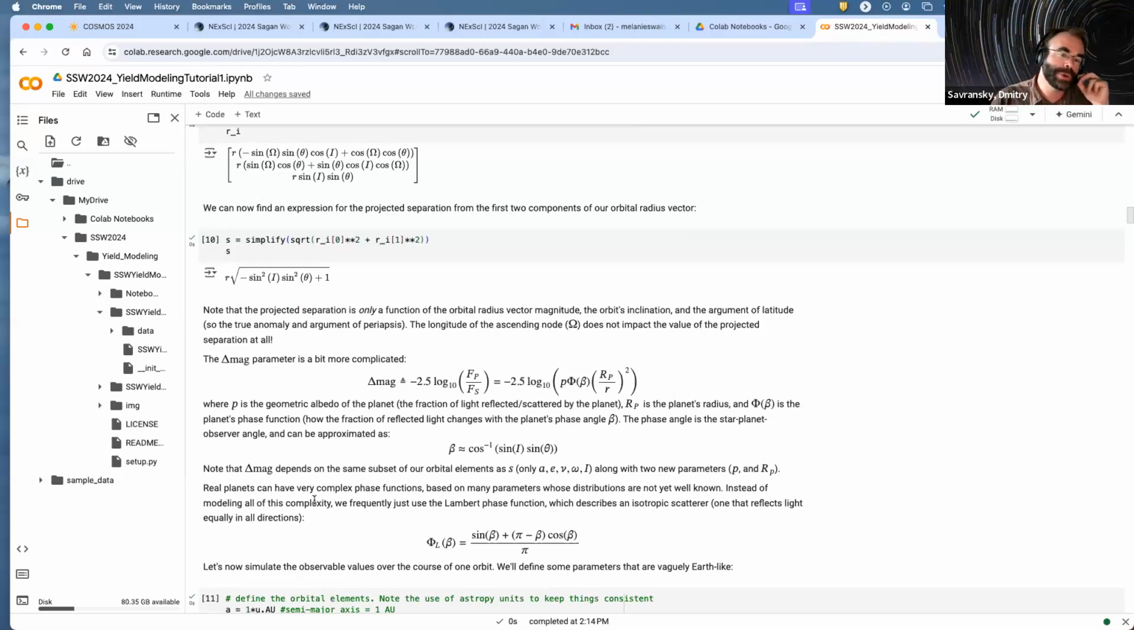And that flux ratio is parameterized by the geometric albedo, which we call P, which is a measure of the bulk reflectivity of the planet, the phase function, which is a measure of how the planet reflects light as a function of that phase angle, and finally, it is a function of the relative intercepted area of light from the star. And if you work out the area ratio, it's just the same as the ratio of the radius of the planet to the magnitude of the orbital radius vector, quantity squared.